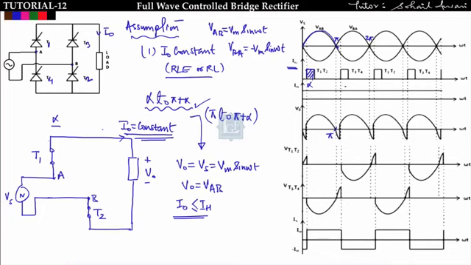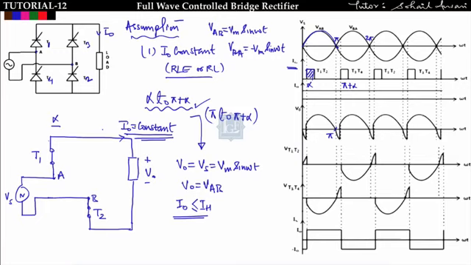The moment at omega t is equal to pi plus alpha, you are triggering T3 and T4. The moment you trigger T3 and T4, T1 and T2 will go into reverse mode and stop conducting. Before that it will continue to conduct, because this load current has to flow from some path, and here I am getting only one path, that is T1 and T2 before pi plus alpha, because you have not triggered T3 and T4.